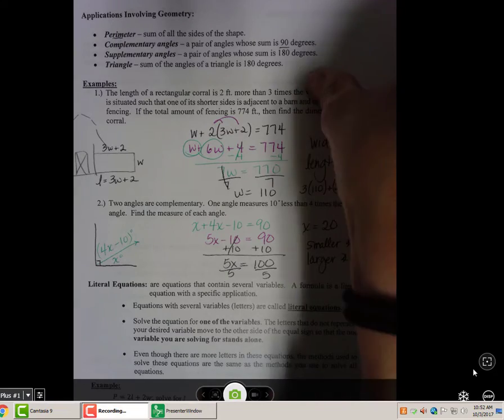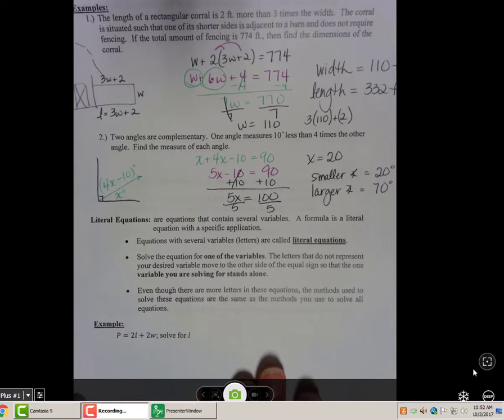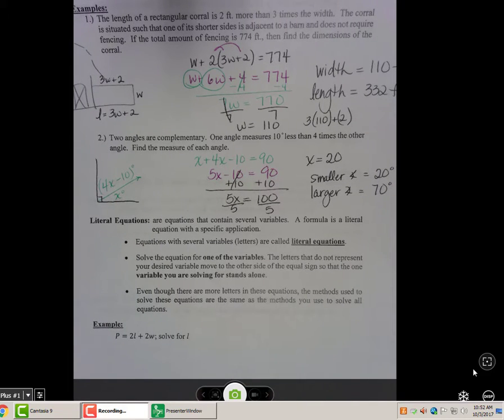So those are two examples of our geometry applications, and then the last thing I want to talk about before we end our video is literal equations. And literal equations are just equations that contain more than one variable, and they're usually used to represent a formula. So for example, area equals length times width, or perimeter is 2L plus 2W, or circumference C equals 2 pi r. So you have a C and a pi, and an r.